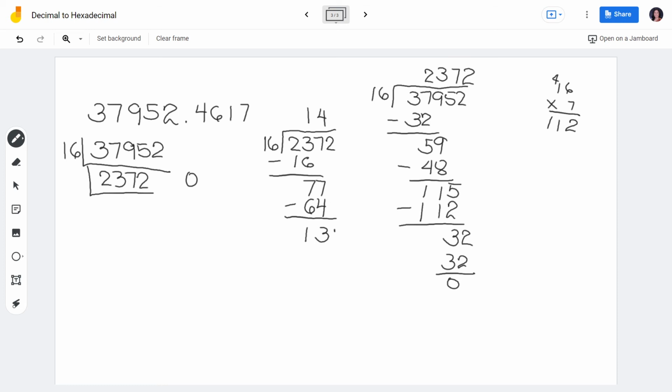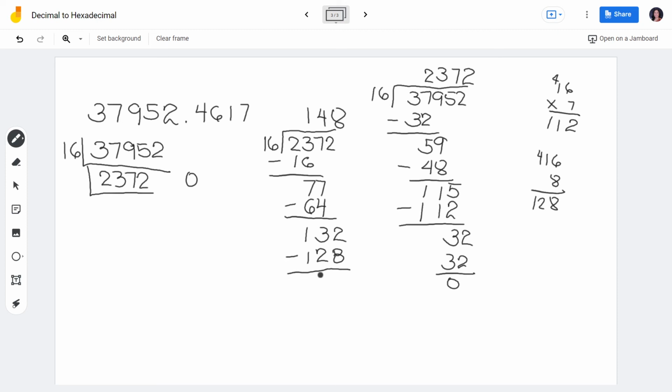And then we have 132. So how many 16 are there in 132? So 16 times 8 is 128. So we have 8. 8 times 16 is 128.